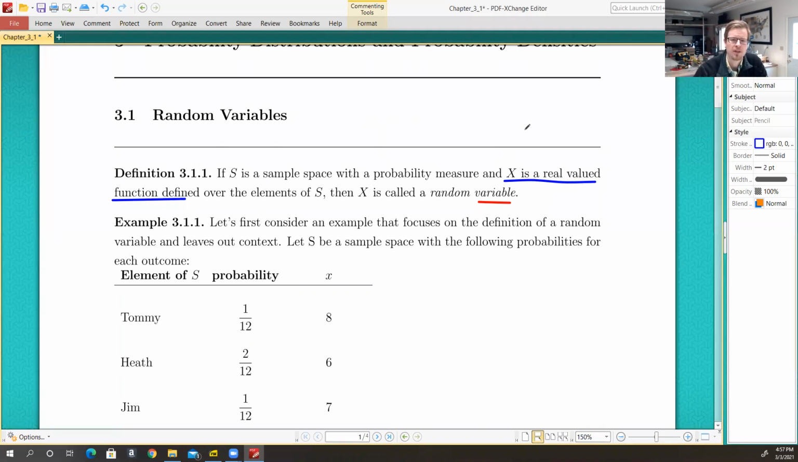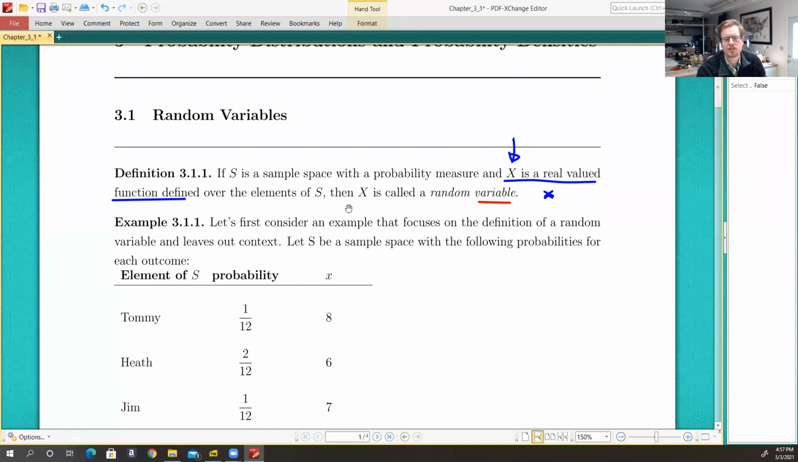Interesting. Random variables will always be denoted by capital letters, and the values that a random variable can take on will be denoted by a lowercase letter. So if X is the random variable, then lowercase x would be the possible values that the random variable can take on. We'll see that here in our first example.